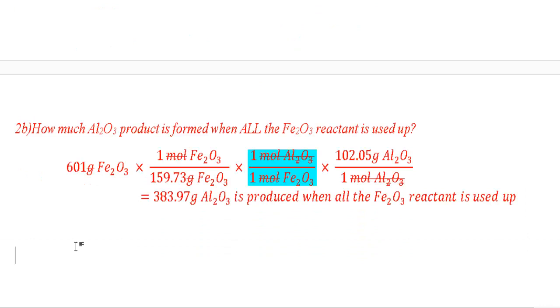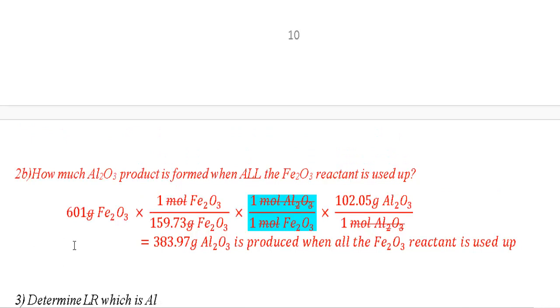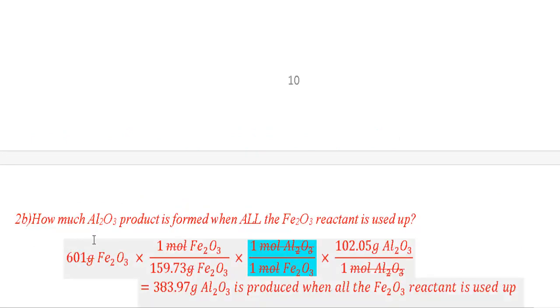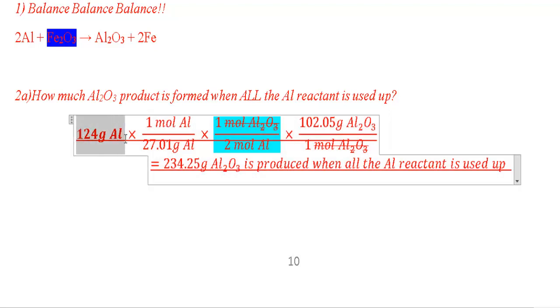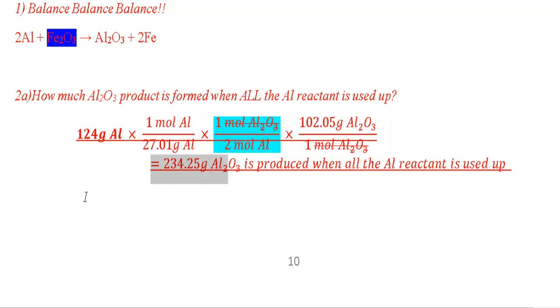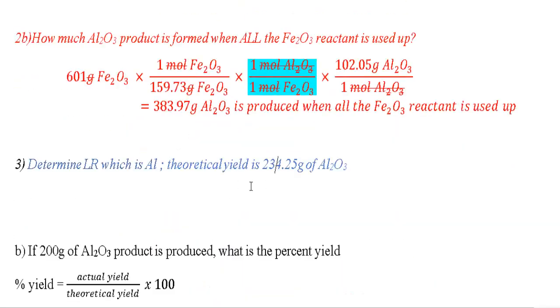So step 3 is just to determine your limiting reactant, which we found out. Think about it in a secondary way. Will this reaction produce 383.97 grams of Al2O3, aluminum oxide, first, or will it produce 234.25 grams of aluminum oxide first? Obviously, it's going to produce the 234.25 grams of aluminum oxide first, because that is when all of this is used up. Once all of this is used up, that's it. The theoretical yield is 234.25 grams of this product, Al2O3. So theoretical yield is the maximum amount that you can produce, right?